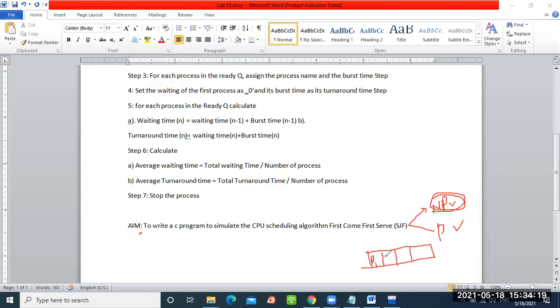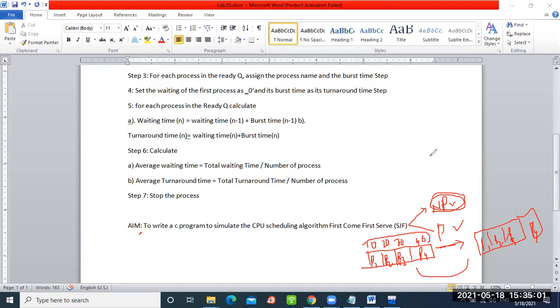Suppose processes P1, P2, P3 and P4. Now each process will have some burst time. Suppose these are 10, 20, 30 and 40. Fine. So how will you assign? Now the CPU will be assigned to the process which is having the shortest job or shortest burst time. The one with the shortest burst time will be assigned first. In this case first P1 will be assigned, next P2, next P3, next P4.